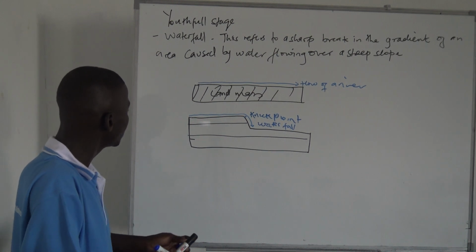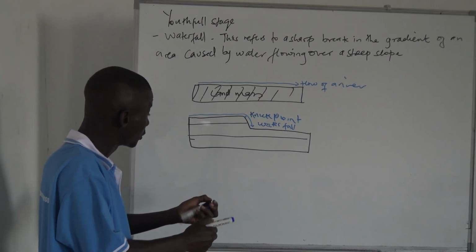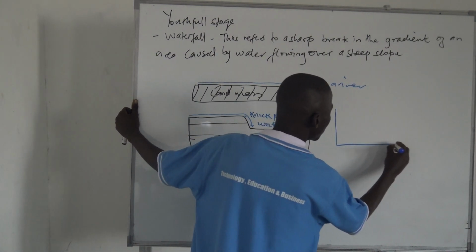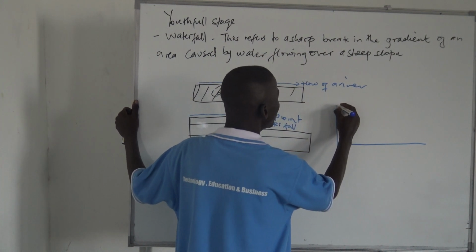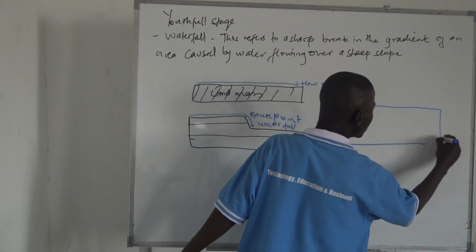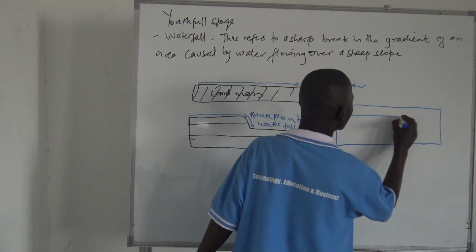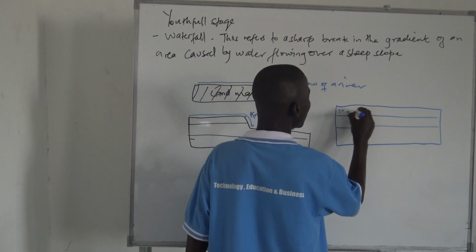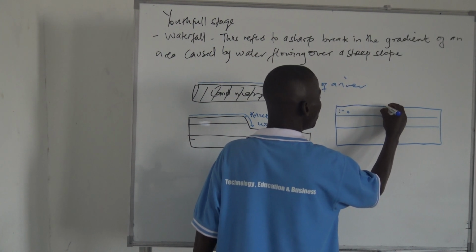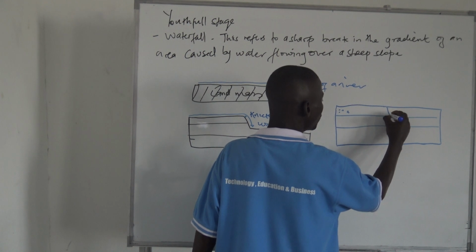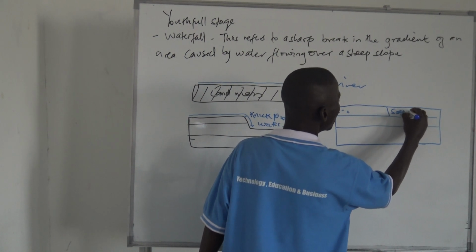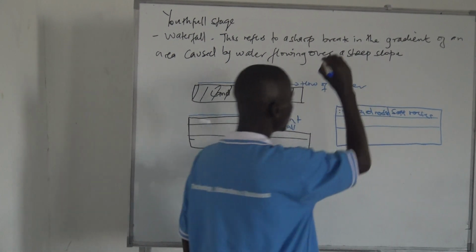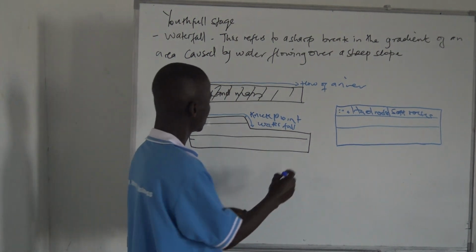Other cases, we are told that the waterfall may also be formed as a result of difference in rock hardness. The waterfalls also may be formed as a result of what? Differences in rock hardness. Whereby you may find that at one moment some part of the rock is soft against hard rocks.